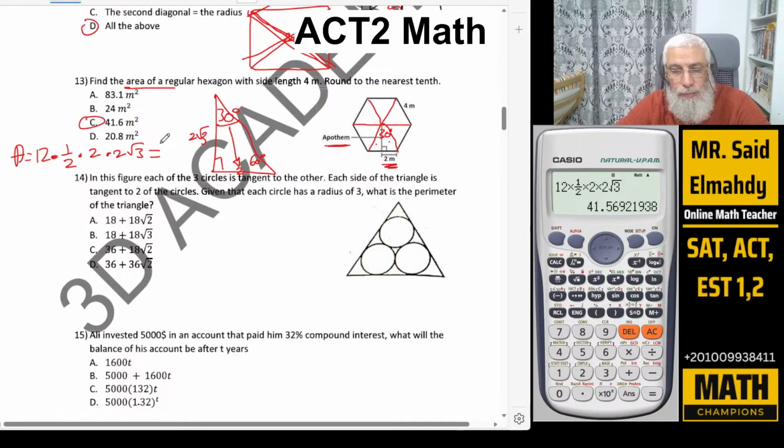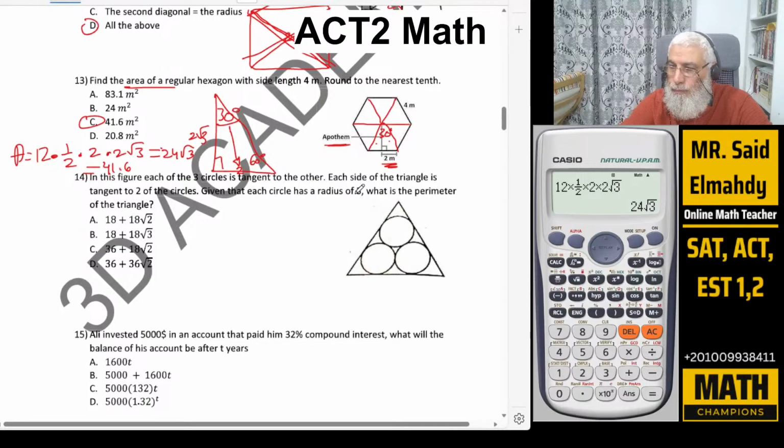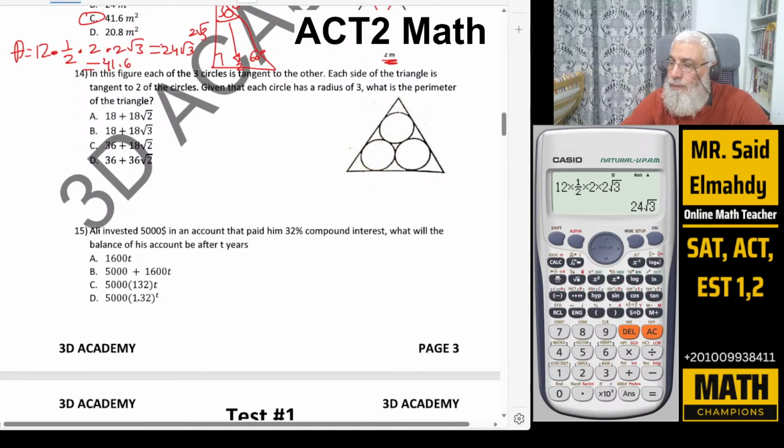So the answer is 24 root 3, and this is equal to approximately 41.6. This should be the answer.